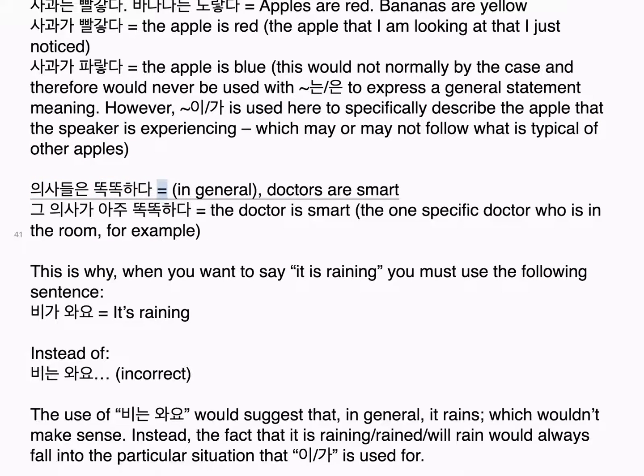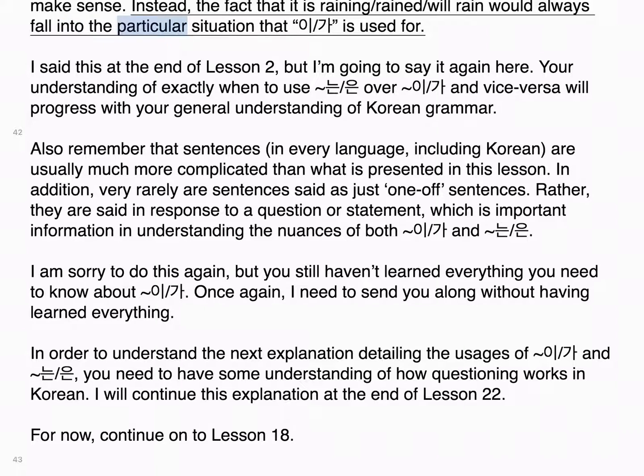의사들은 똑똑하다. In general, doctors are smart. 그 의사가 아주 똑똑하다. The doctor is smart. The one specific doctor who is in the room. For example, this is why, when you want to say it is raining, you must use the following sentence. 비가 와요. It's raining, instead of 비는 와요, incorrect. The use of 비는 와요 would suggest that, in general, it rains, which wouldn't make sense. Instead, the fact that it is raining would always fall into the particular situation that 이/가 is used for.